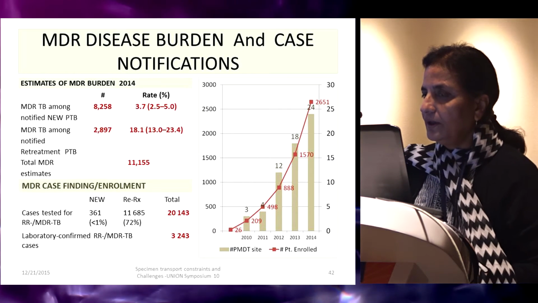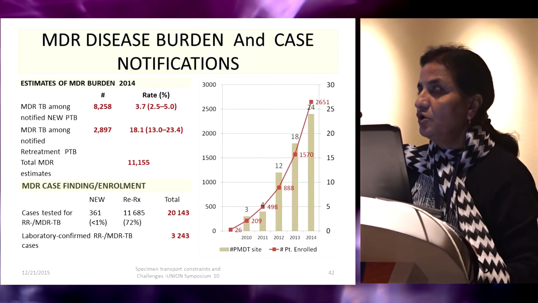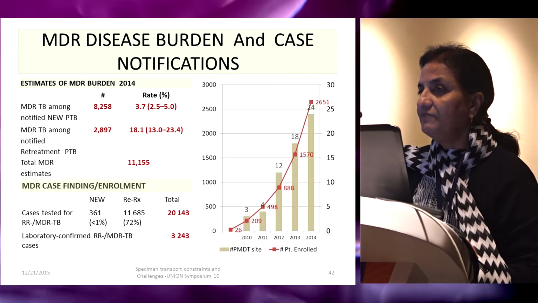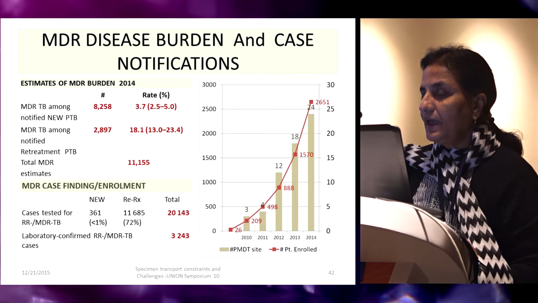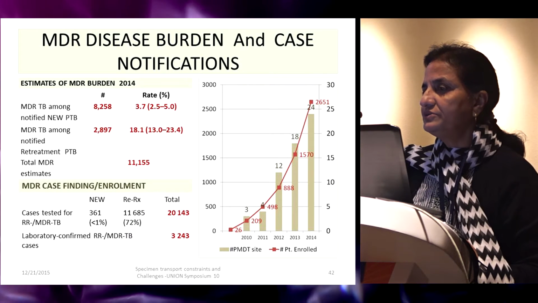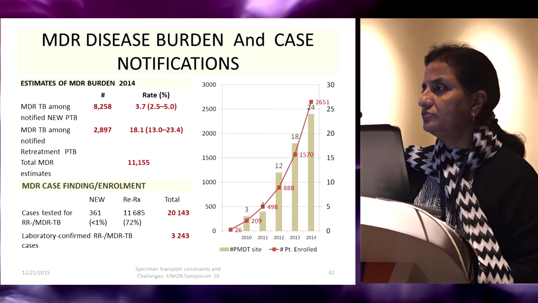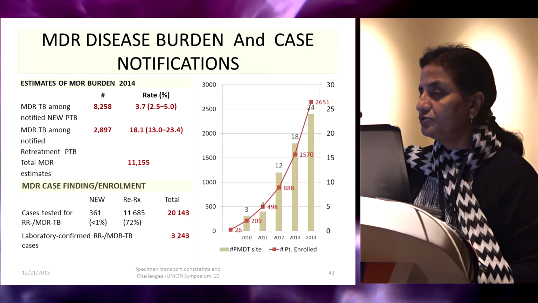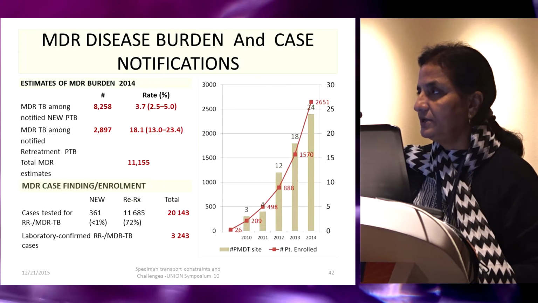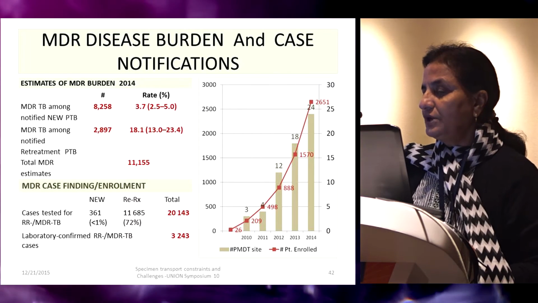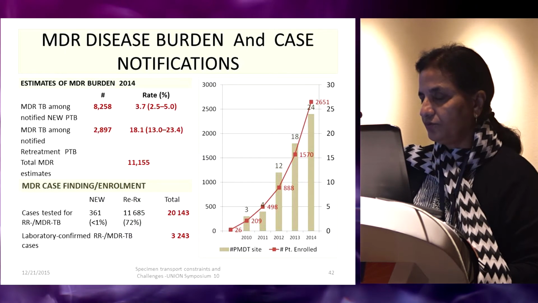Coming to MDR, among the cases notified in 2014, we had an estimated 11,000 MDR cases in this population. Programmatic management of drug-resistant TB started in 2010 in Pakistan, and by the end of 2014, we had 24 sites offering it. In 2014 alone, 2,651 MDR TB cases were enrolled on treatment.